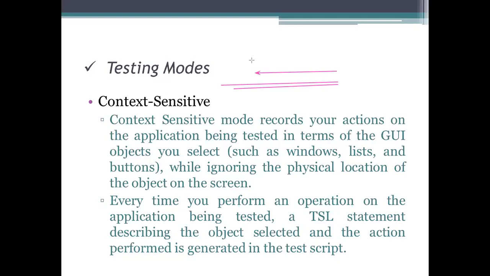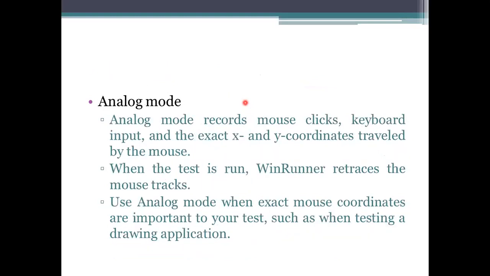In this mode, we are using the methods or operations performed on the window we have chosen. And coming to the next one, analog mode. It also records the same, but here it records mouse clicks, keyboard input, and the exact X, Y coordinates traveled by the mouse. If you see the previous example, the mouse is moving to the left side.